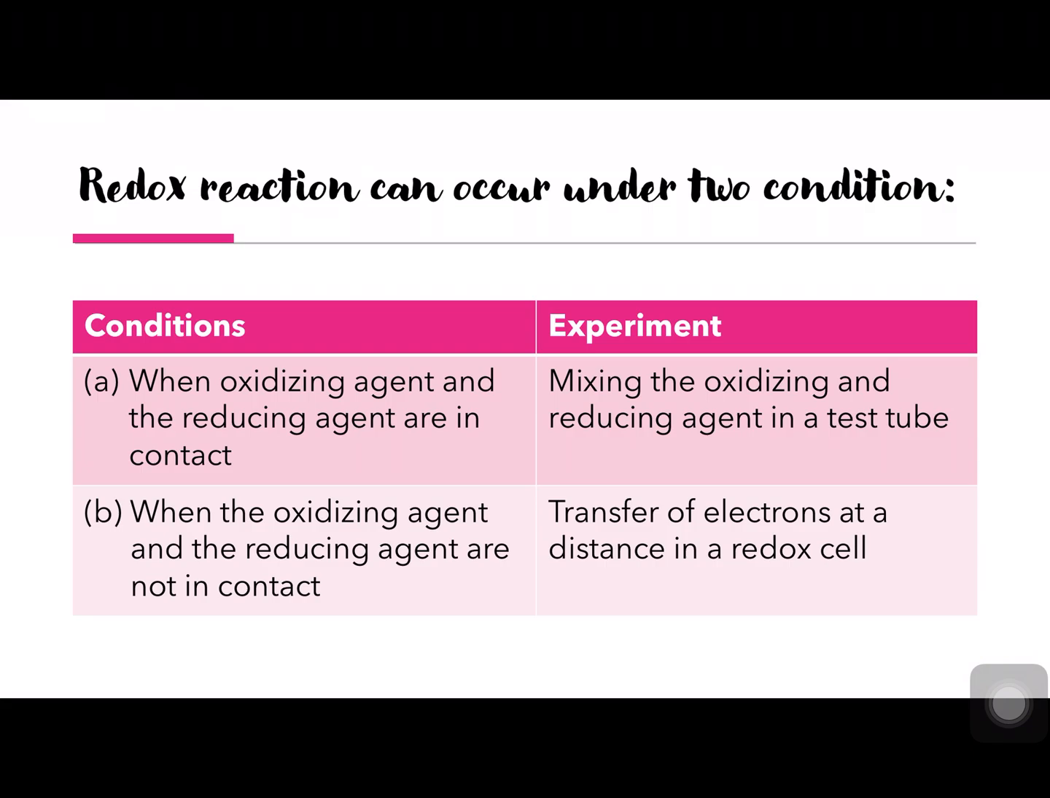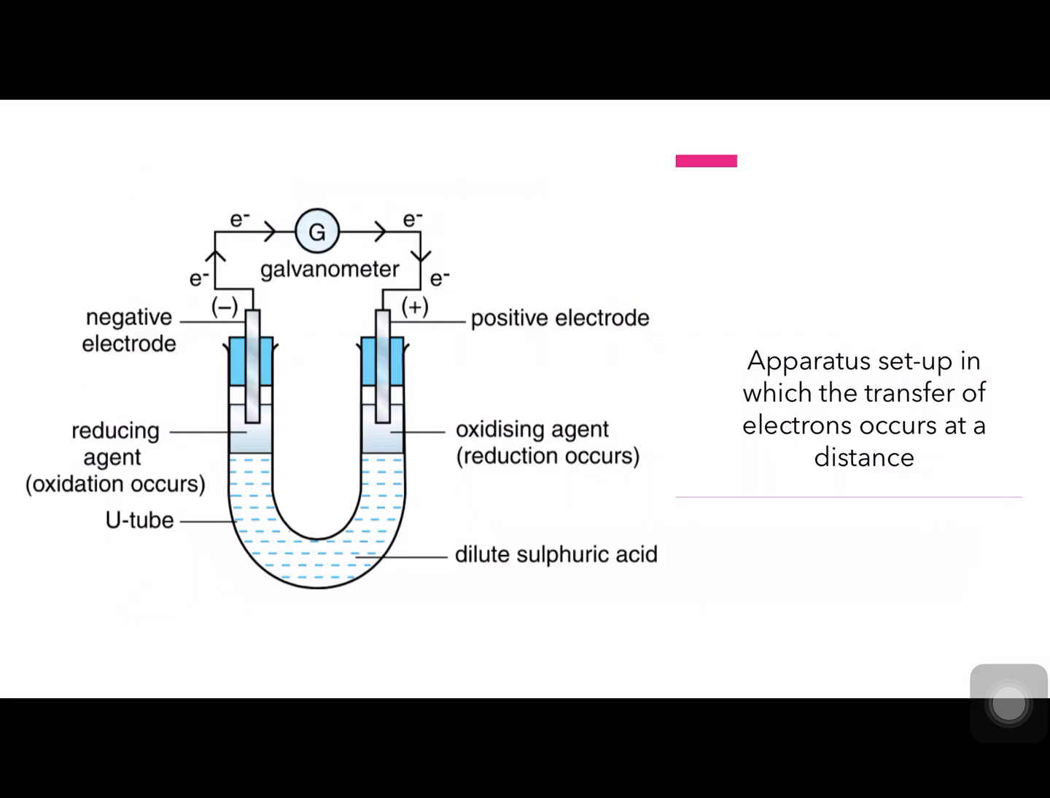The second condition is when the oxidizing and the reducing agent are not in contact, meaning they are separated in different containers. Can the redox reaction still occur or not? It still can occur, but we can do it in a redox cell. So what is a redox cell? Let us look at this setup apparatus.